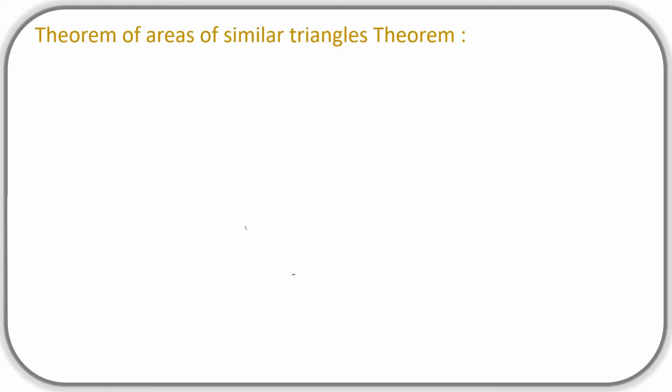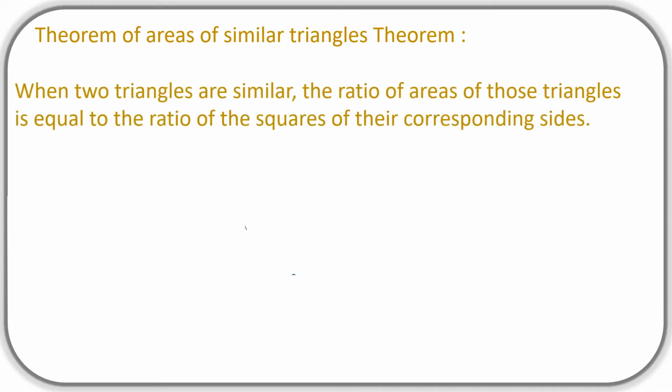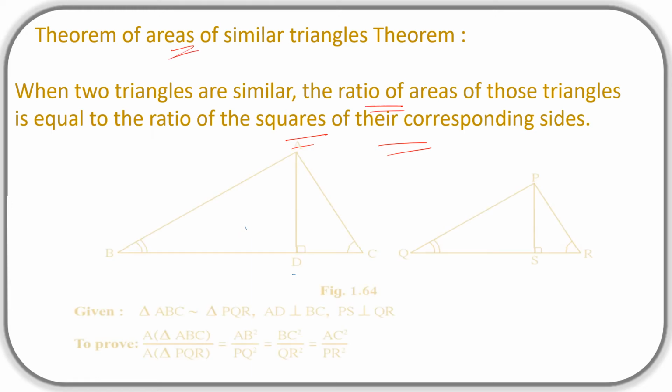Theorem of areas of similar triangles. When two triangles are similar, the ratio of the areas of those two triangles is equal to the ratio of the squares of their corresponding sides. The ratio of the squares of the corresponding sides is related to what ratio? It is related to the ratio of the areas.